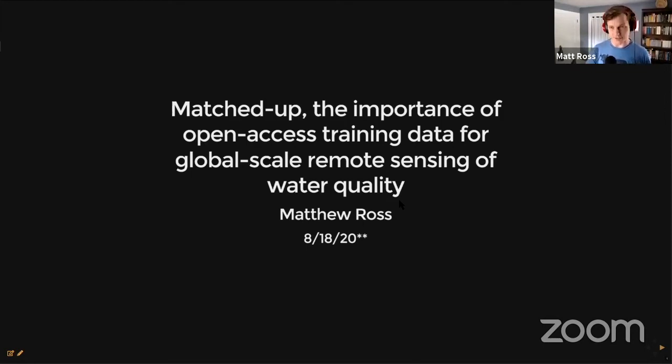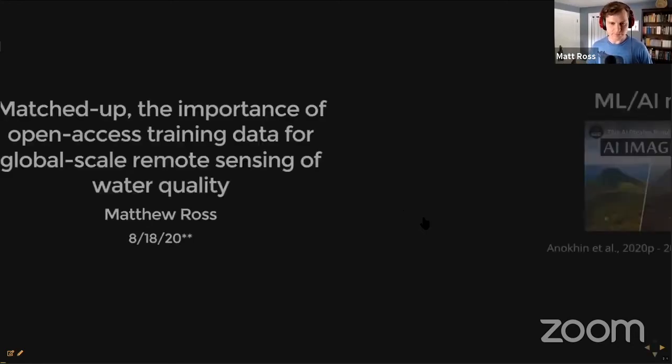And I was the one that asked Jared about color. I was thinking about some work that I'll show here where we are using color to inform how we model lakes that we don't have a lot of in situ data. So I'm going to talk about the importance of open access training data for global scale remote sensing of water quality. My name's the only one here, but this is with a huge group, and you'll see names pop up as I talk about specific collaborators and projects.